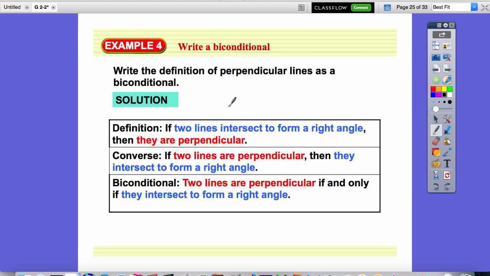Write a biconditional for the definition of perpendicular lines. So, we said if two lines intersect to form a right angle, then they are perpendicular. And the converse of that was if two lines are perpendicular, then they intersect to form a right angle. So the biconditional, or the definition, would be two lines are perpendicular if and only if they intersect to form a right angle.